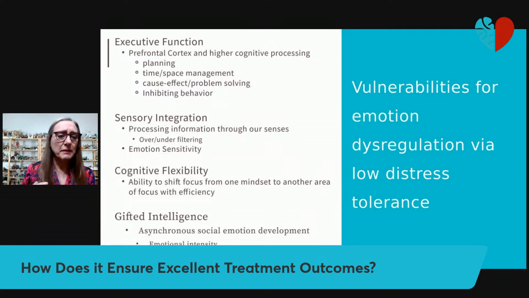And when we're thinking about some of those biological components, we need to be thinking about executive function, and that prefrontal cortex and higher cognitive functioning are involved with planning, time and space management, cause and effect, problem solving, and the ability to stop and think. Some of this is age, like a 5-year-old is not going to be as proficient as maybe a 10-year-old or a 15-year-old. So you've got to think, like Carla was saying, about those developmental things. And also Carla said, yes, parental stress. Absolutely.